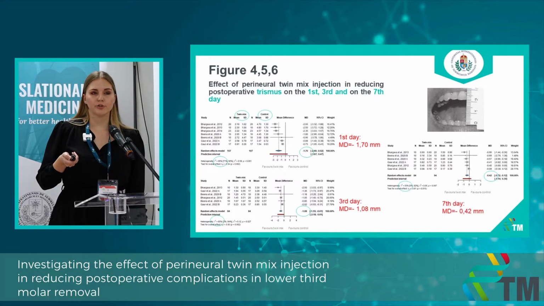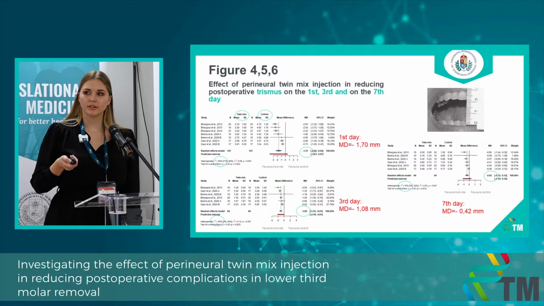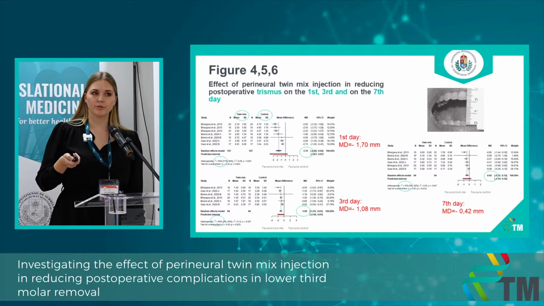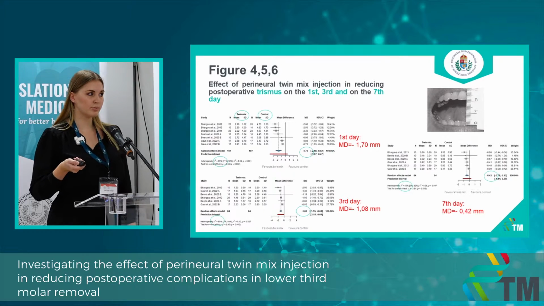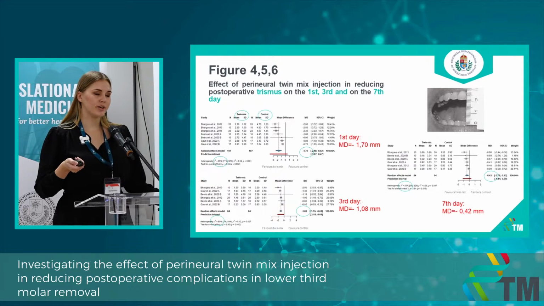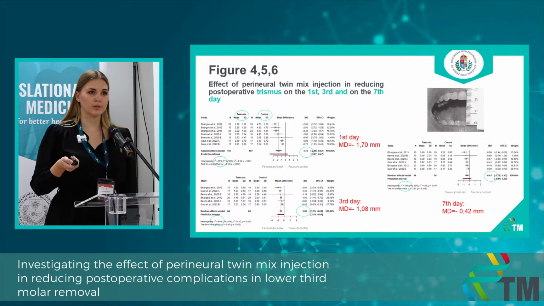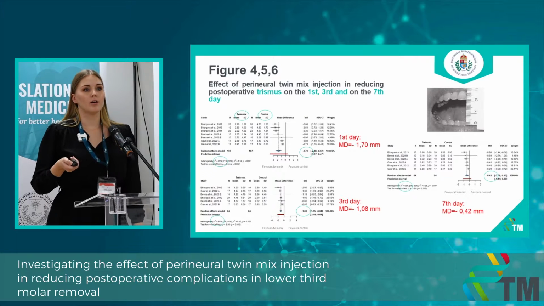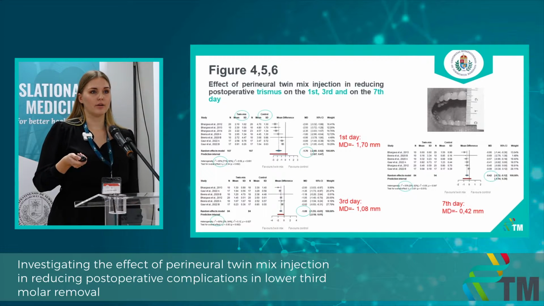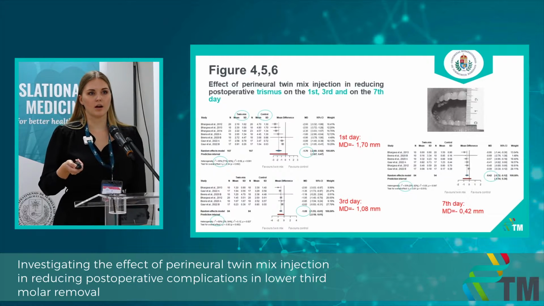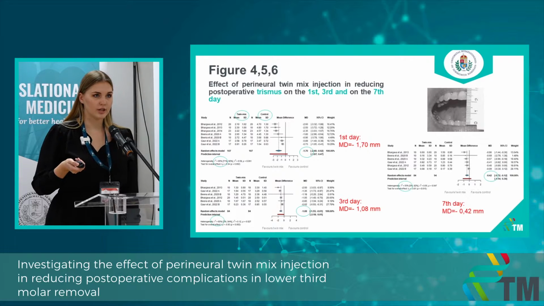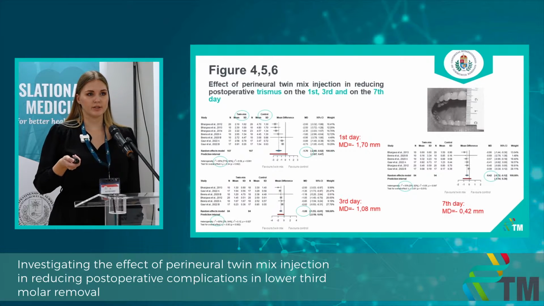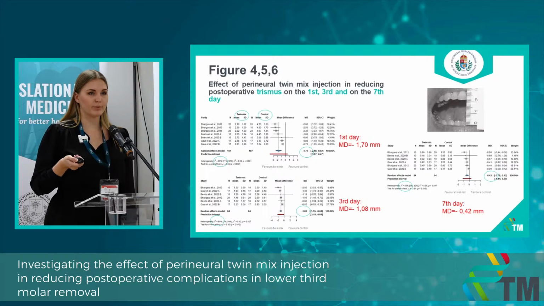In this case, the degree of trismus is obtained by subtracting the postoperative maximum mouth opening from the preoperative maximum mouth opening in millimeter. Here, the ideal situation would also be 0 millimeter, which means there is no mouth opening limitation. On all figures, we can see significant reduction, but only the 1st and the 3rd days are clinically relevant, and the 7th day is not clinically relevant.